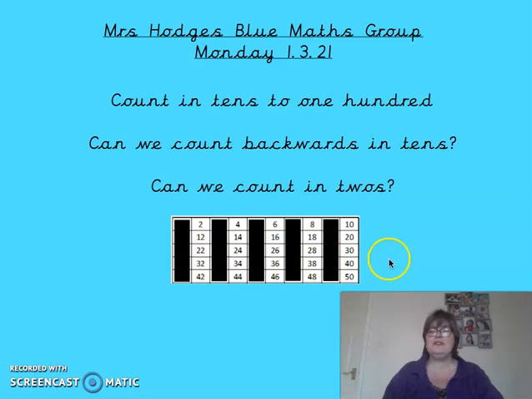So if you found this tricky, remember we talked last week about that little rhyme, didn't we? 0, 2, 4, 6, 8. Even numbers, they are great. And remember, even numbers are numbers that can be shared between two people and there's nothing left over.